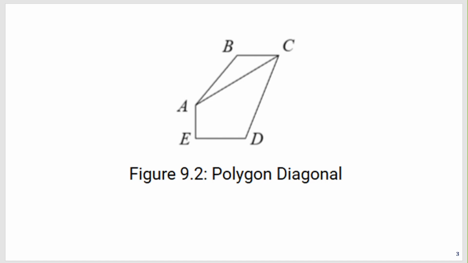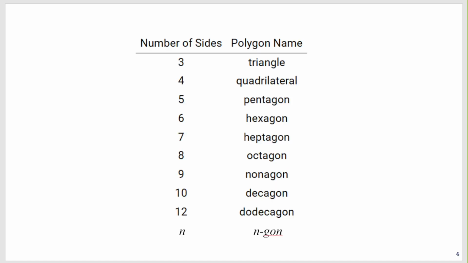If we connect 2 vertices that are not adjacent on the polygon, then we can form a diagonal, such as diagonal AC in this figure here. And polygons are classified by the number of sides they have. Here are some names given to different polygons. You can have a look at that. When the number of sides is 3, we call them triangle. When the number of sides is 4, we call them quadrilateral, and so on.